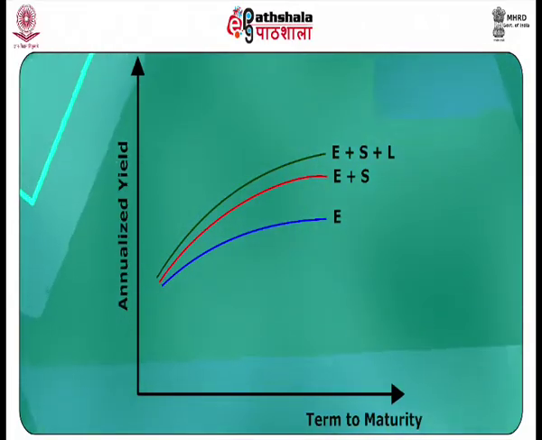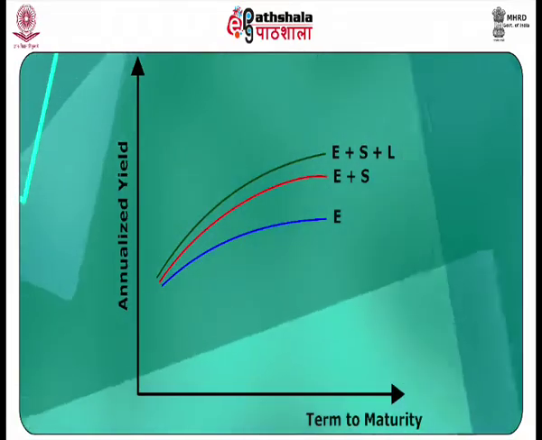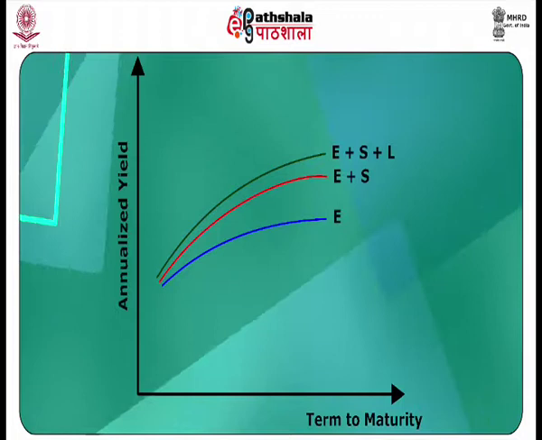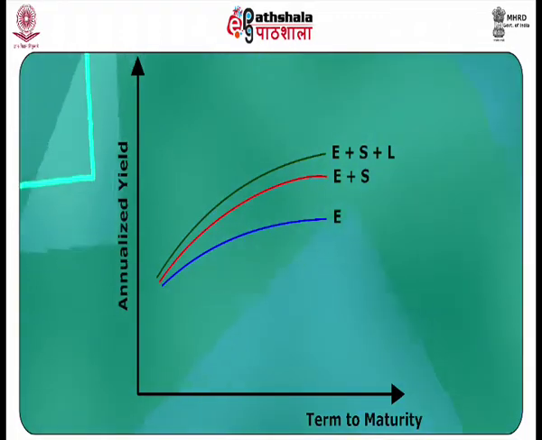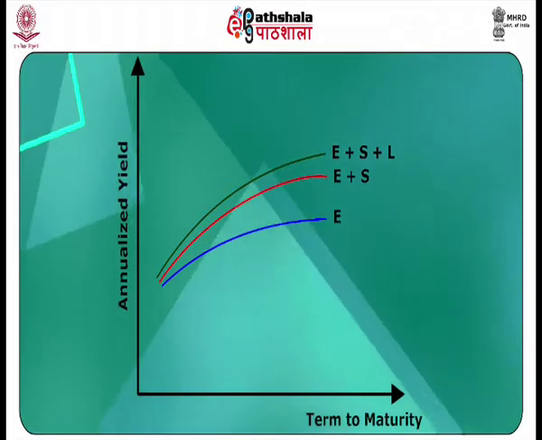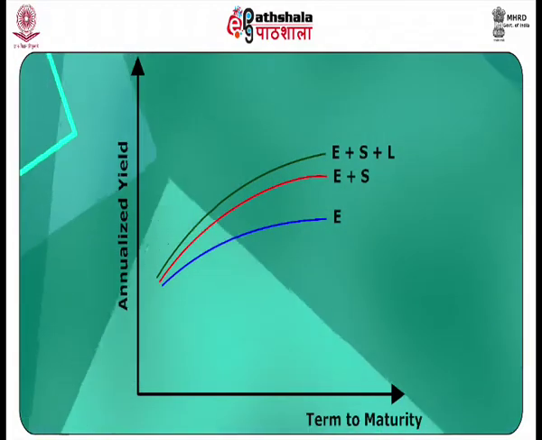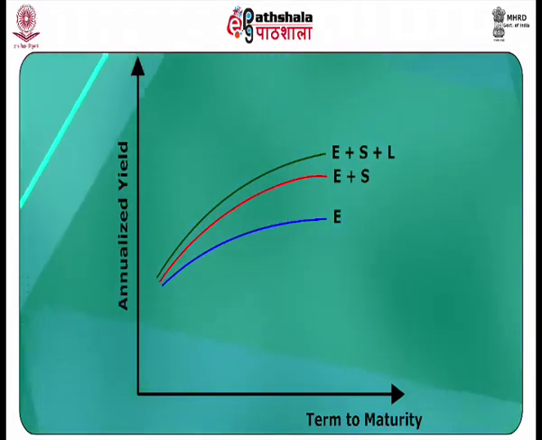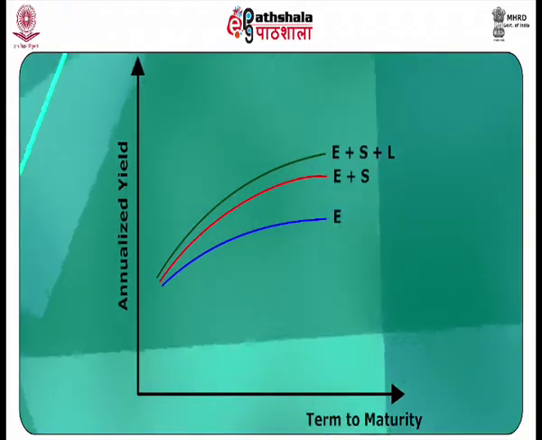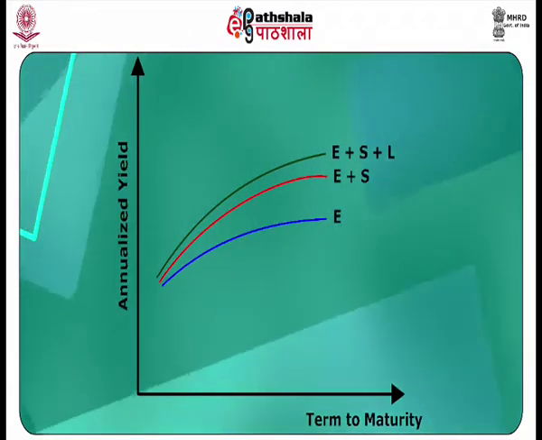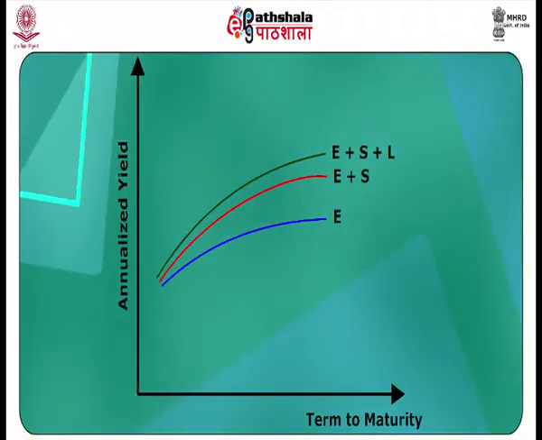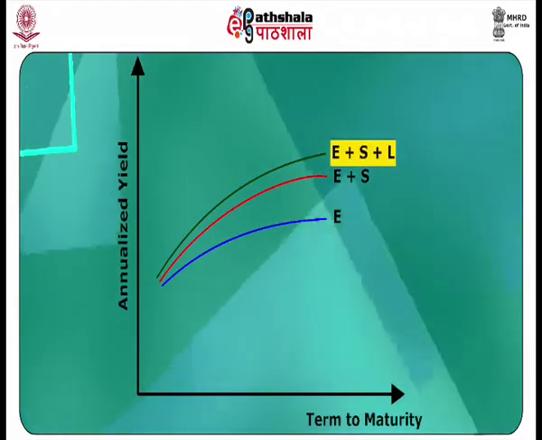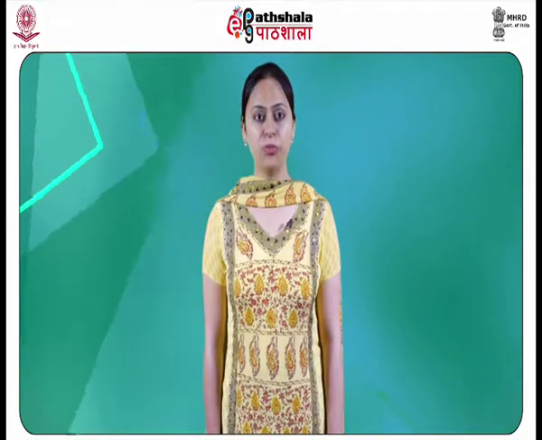The segmented markets condition, condition 2, also favors the upward sloping yield curve. When conditions 1 and 2 are considered simultaneously, the appropriate yield curve may look like curve E plus S. The third condition, relating to liquidity, would then place a higher premium on the longer term securities because of their lower degree of liquidity. When this condition is included with the first two, the yield curve may look like curve E plus S plus L. In this example, all the conditions place upward pressure on the long-term yields relative to the short-term yields.